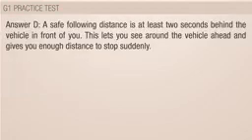Answer D. A safe following distance is at least 2 seconds behind the vehicle in front of you. This lets you see around the vehicle ahead and gives you enough distance to stop suddenly.